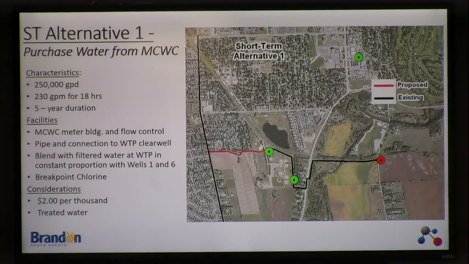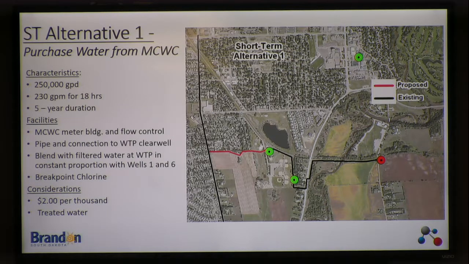And to take advantage of the 250,000 gallons per day maximum flow that they would be able to provide, and blending it with the City of Brandon's water, that's about 230 gallons a minute flow rate when it is being blended on a maximum day with about 1,600 to 1,700 gallons per minute of Brandon's water. So on maximum day, that would be about 18 hours. So if you divide 18 hours into 250,000 gallons, you get about 230 gallons a minute. So that would be the option.